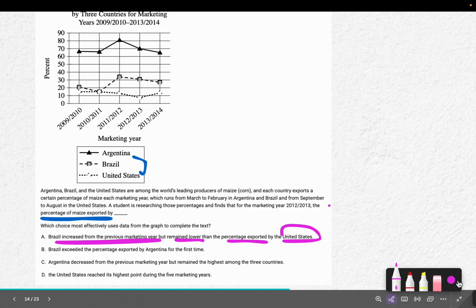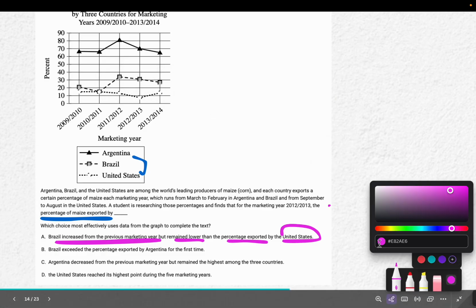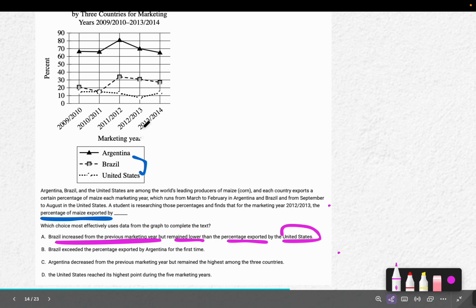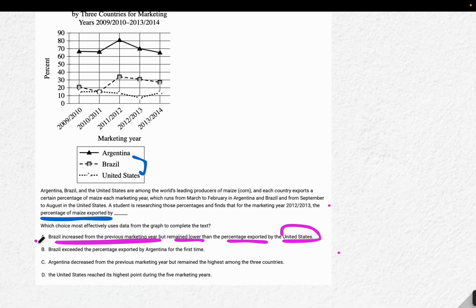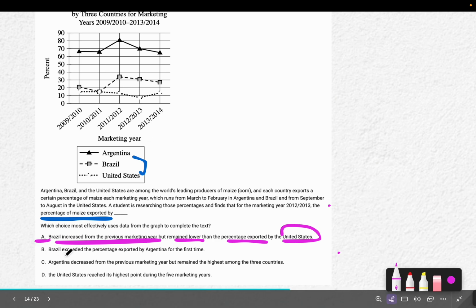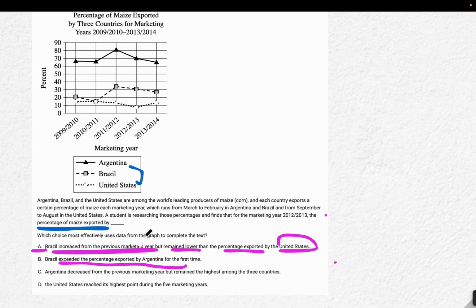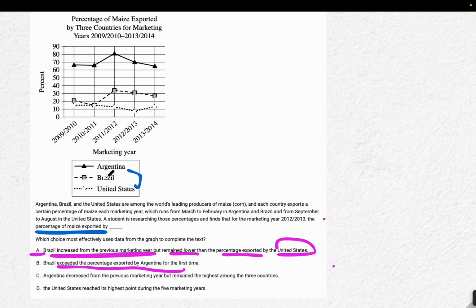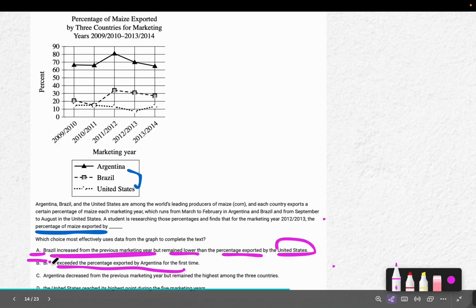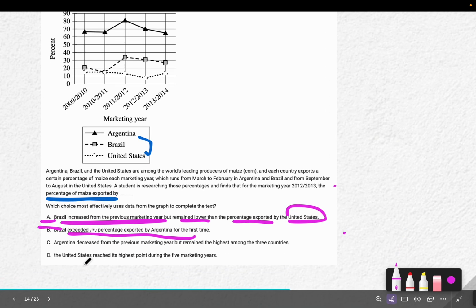So let's see the other one. So it's not this. B: Brazil exceeded the percentage exported by Argentina for the first time. Argentina is the triangle one, and we can see that no one ever exceeded Argentina, and Argentina is always in first place. So we can put an automatic no to choice B.